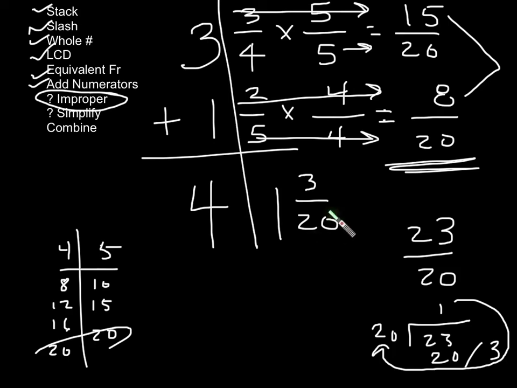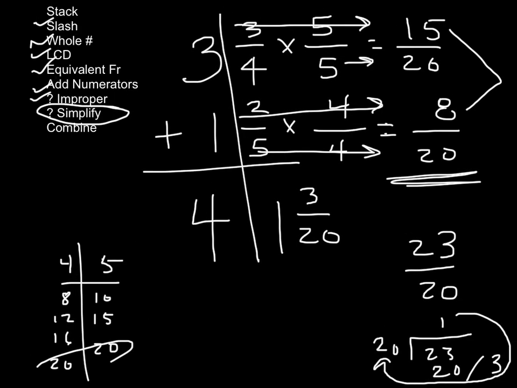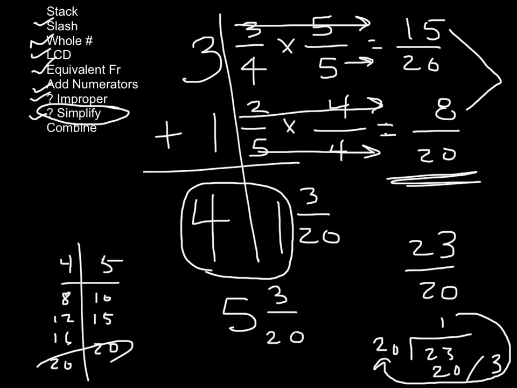Looking at my fraction, I cannot simplify it. Okay, so I checked that as well. I cannot simplify. Okay, so now I'm going to combine. And 1 plus 4 gives me 5 with 3 over 20. That's my final answer.